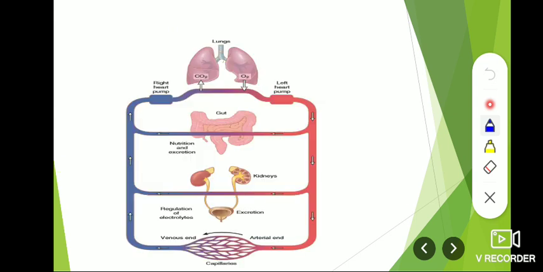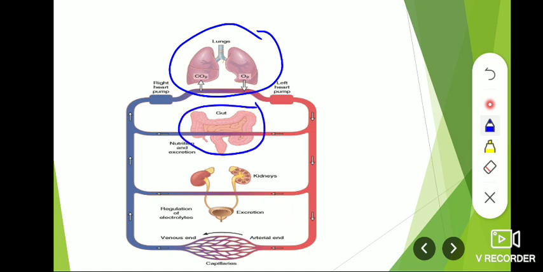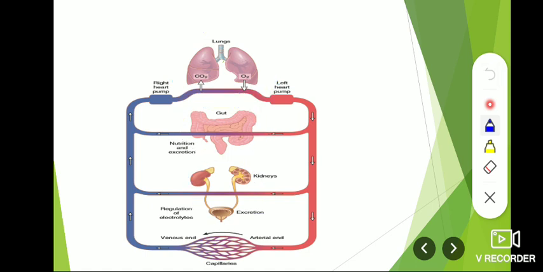So these are the bunch of systems. You can see this is the respiratory system. This is the digestive system. This is the excretory system. So like this we have a bunch of systems in the body.